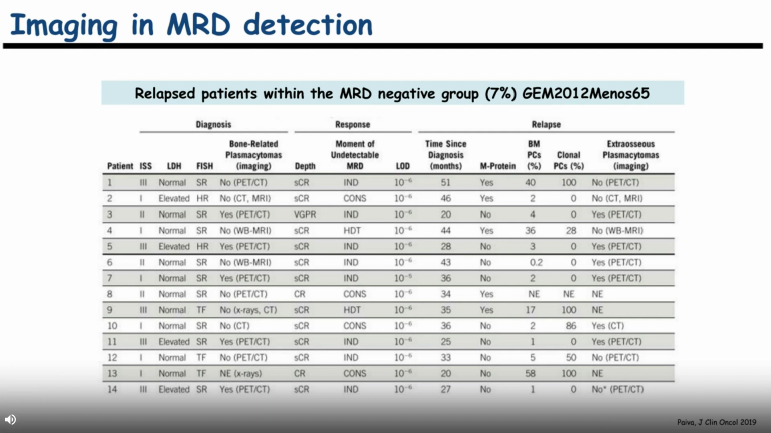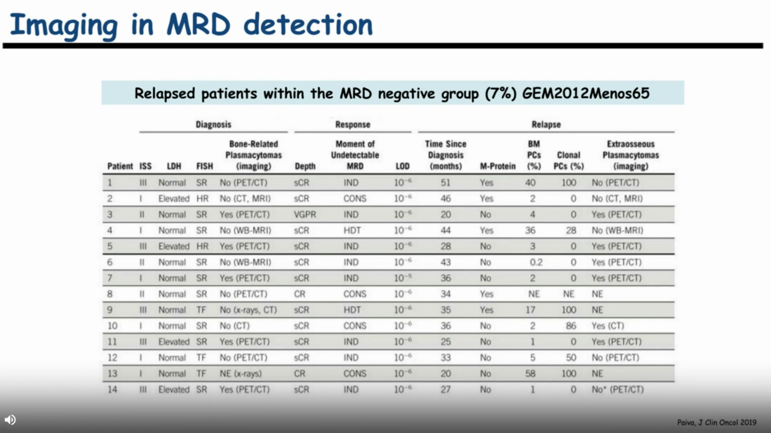We have already mentioned that in spite of the high sensitivity of bone marrow MRD assessment, some patients within the MRD negative group still relapse. These patients show a very interesting profile, since for some of them at the time of relapse, the monoclonal protein was not detectable or the bone marrow clonal plasma cells could not be identified.